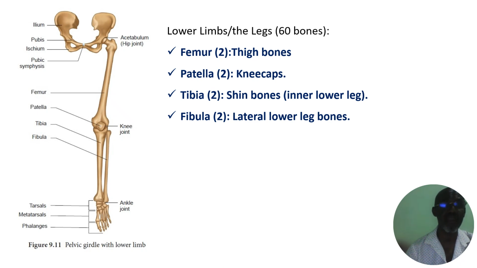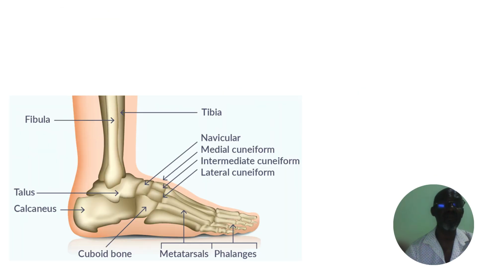Patella is the kneecap. Here in the foot, this one is the fibula, this one is the tibia. There are 7 bones. This is the talus, very big. This is the calcaneus, the heel bone, this one is the navicular, and this is the cuboid bone. These 3 bones are cuneiform bones: medial cuneiform, intermediate cuneiform, and lateral cuneiform. Together, 7 tarsal bones.